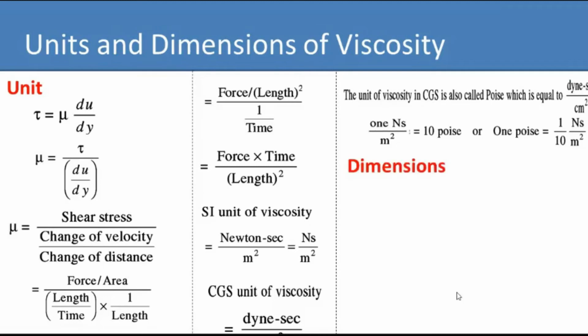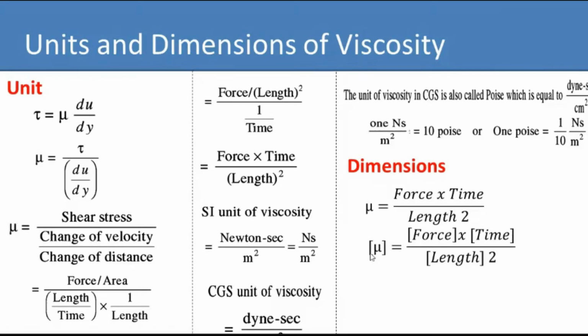After that, next is dimensions of viscosity. We had just seen that mu is nothing but force into time divided by length square. So the dimension of absolute viscosity mu is the dimension of force into dimension of time upon dimension of length square. Now how to remember the dimension of force? Force is nothing but mass into acceleration. So I'm taking the dimension of mass into the dimension of acceleration.